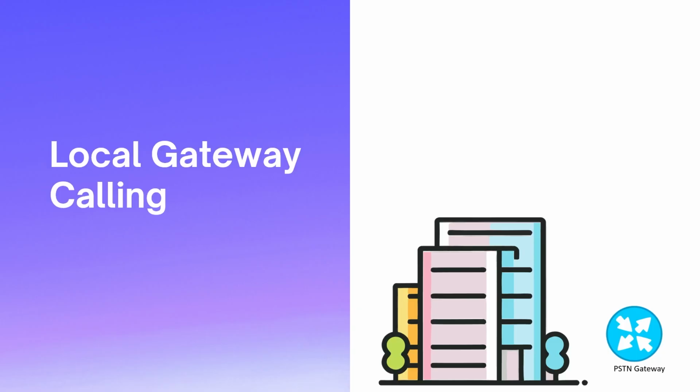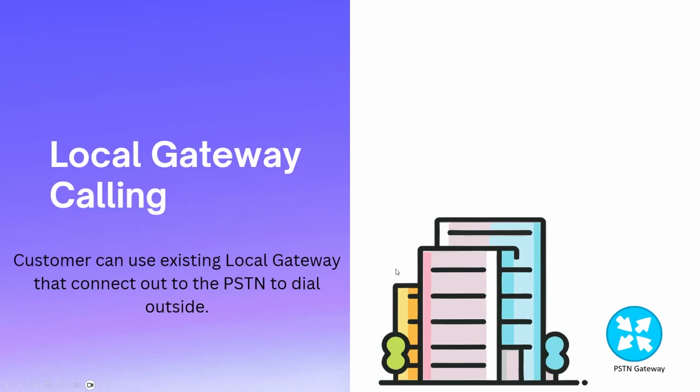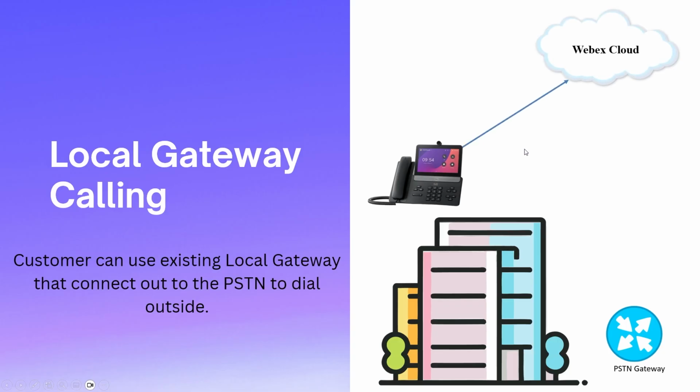Local gateway calling. Let's first start by understanding what we mean by that. Through local gateway calling, the client can use the existing local gateway to dial outside. Now, let me elaborate that using an example. The phone or the Cisco device is registered to the WebEx Cloud. Now, to dial out, the client can use the local PSTN gateway to make those calls.